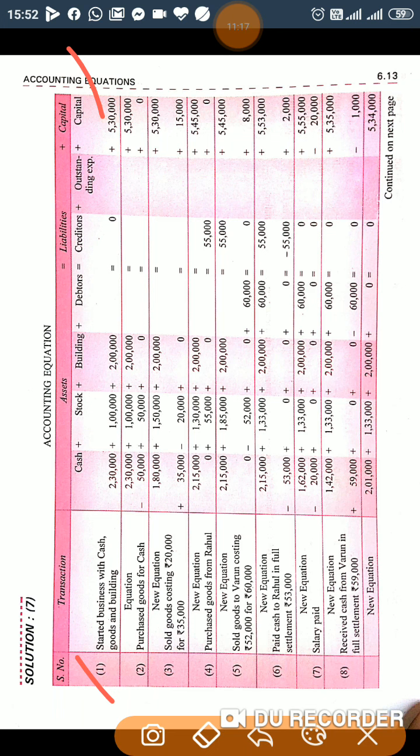Again stock is increasing, so in the stock you will write 50,000, and cash is decreasing by 50,000, so you will deduct 50,000. If you analyze this equation, the asset is increased by 50,000 and at the same time it is decreased by 50,000. So no effect, total asset equals total liability, no effect on the equation. So in the new equation, cash is now reduced by 50,000, it becomes 1,80,000. Stock is increased by 50,000, now it becomes 1,50,000.